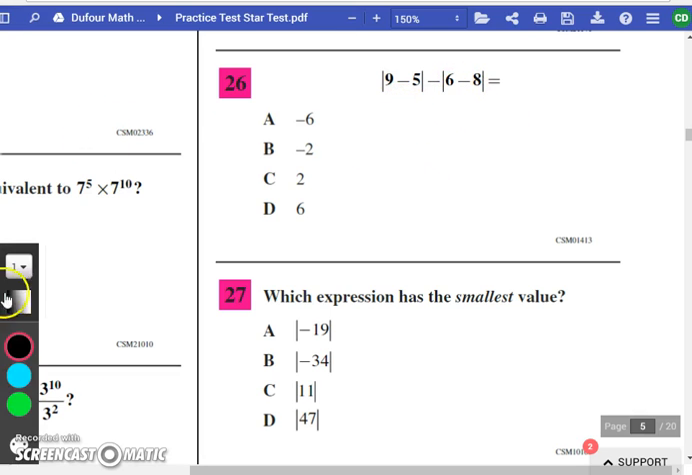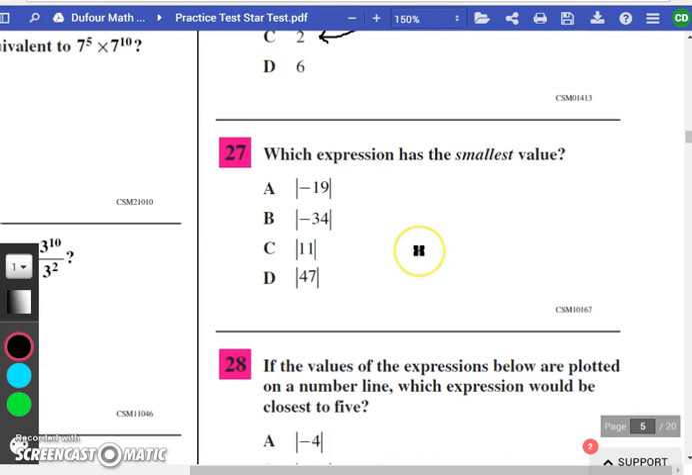Let me get my writing utensil going. So 9 minus 5 is 4. That's a positive 4. And 6 minus 8 is a negative 2. But once again, guys, absolute value is always positive. Now, this operation, the minus, still follows. So basically what we have is 4 minus 2. And as you guys know, simple subtraction problem, 4 minus 2 is positive 2.